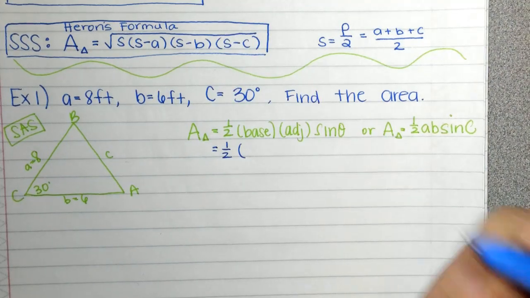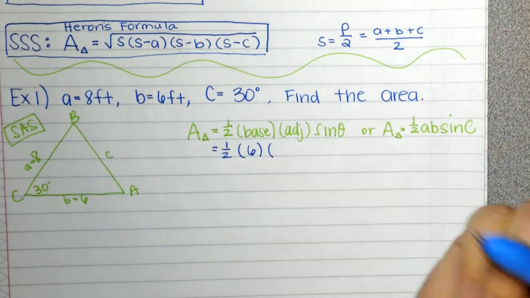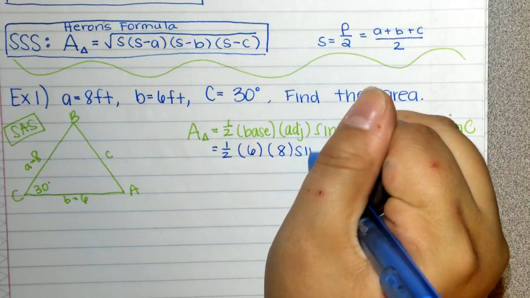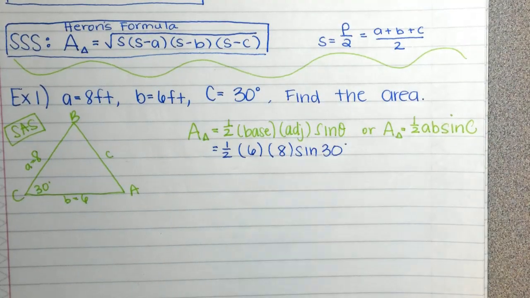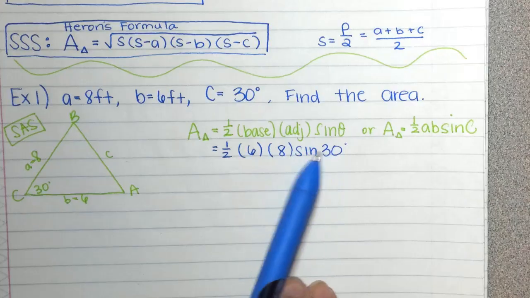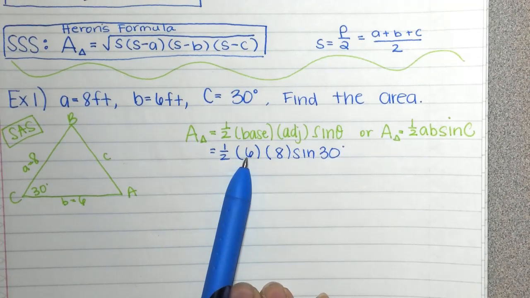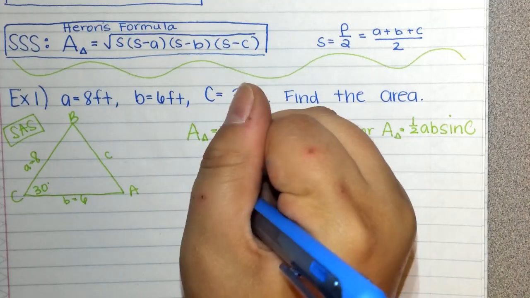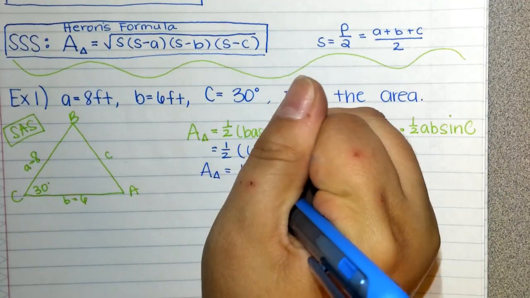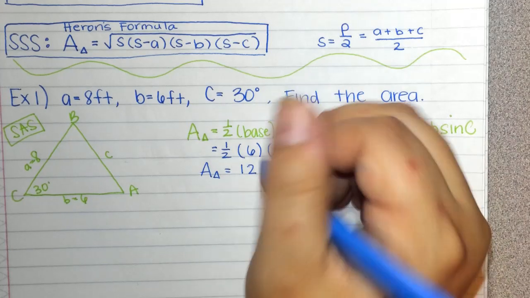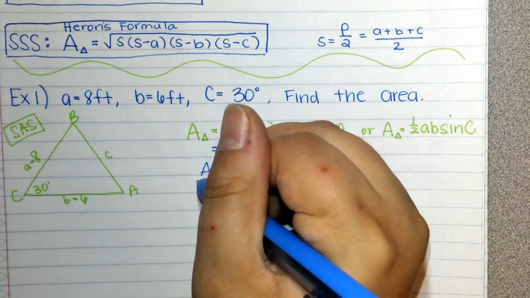What's my base? What's my adjacent? And the sine of 30 degrees. Now you should know the sine of 30 degrees, 1/2. But are you always going to know whatever it is? No. So what can you use? Calculator. Make sure that you're in degree mode. Sine of 30 degrees is 1/2. What's half of 8? What's half of 6? 3 times 4 is? The area of this triangle is 12 feet squared, because it's area.